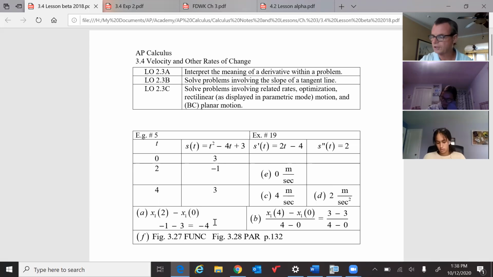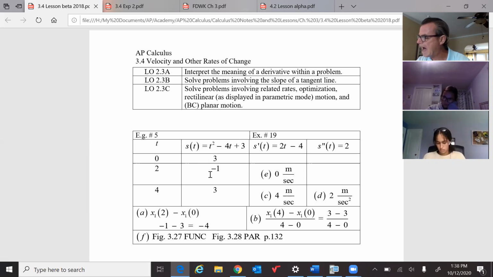So now I go to the question. And question A says, find the displacement of the particle during the first 2 seconds. Well, it went from 3 to -1. It went -4. It went 4 left. Well, how did you know to make your delta table 2? I didn't know that. So, you have a rough draft of this table, and you have to move things around a little bit.